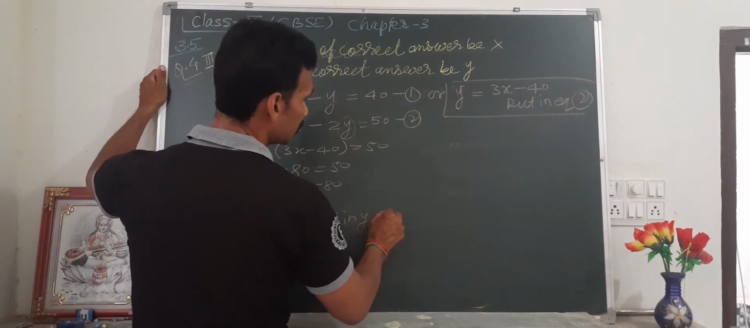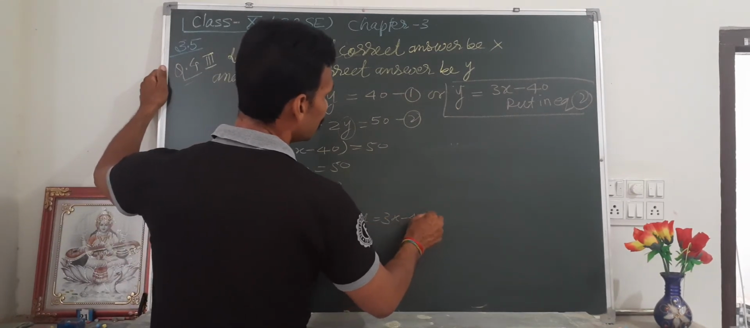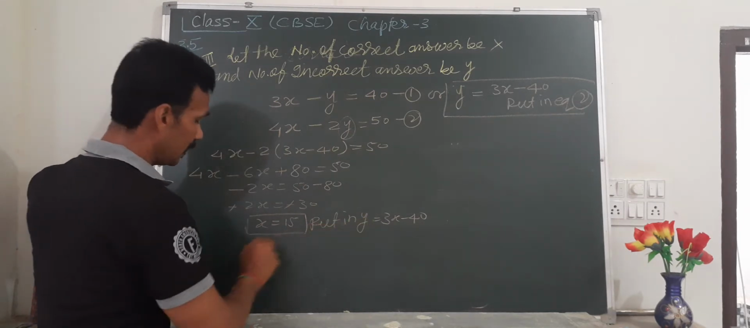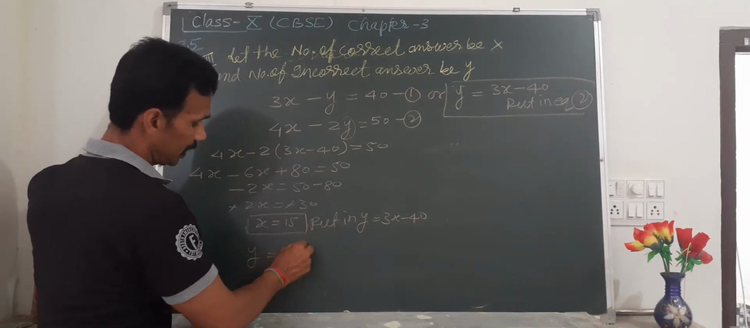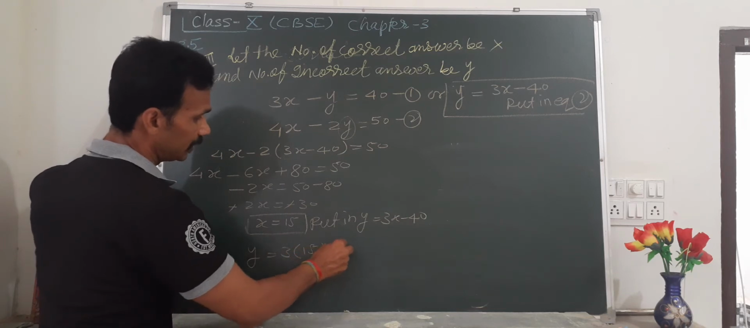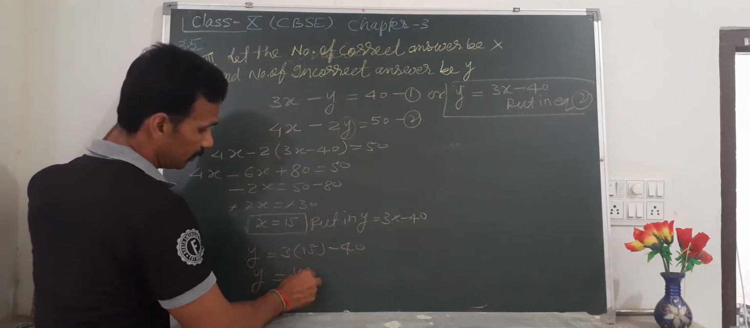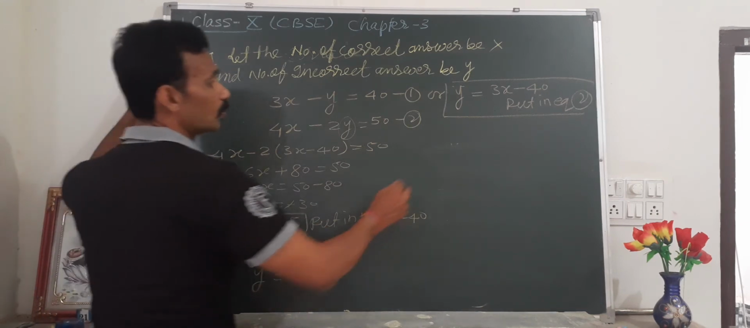Put x equal to 15 in y equal to 3x minus 40, or we can put it in 1 or 2 as you like. So y equals 3x, that is 15, minus 40. So y equals 15 times 3, 45, minus 40. So y equals 5.